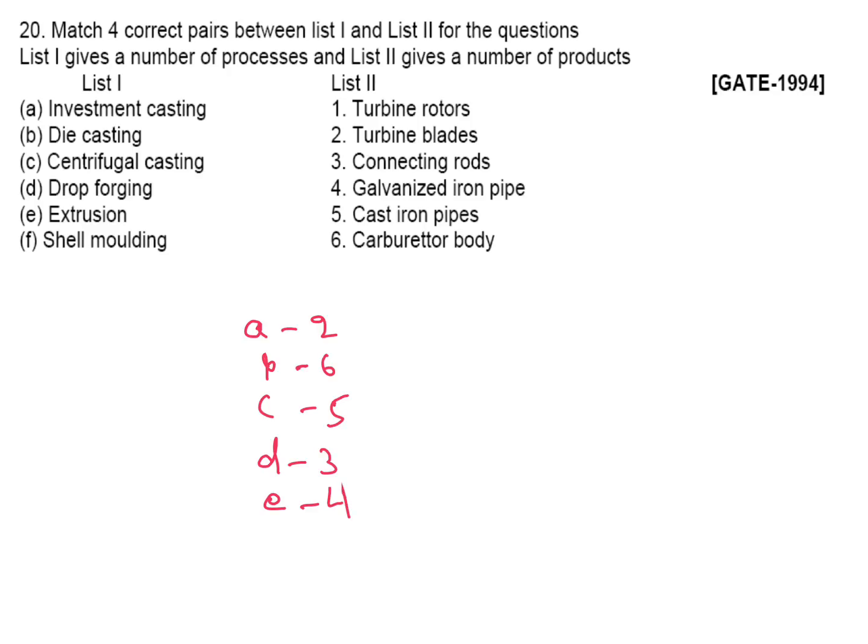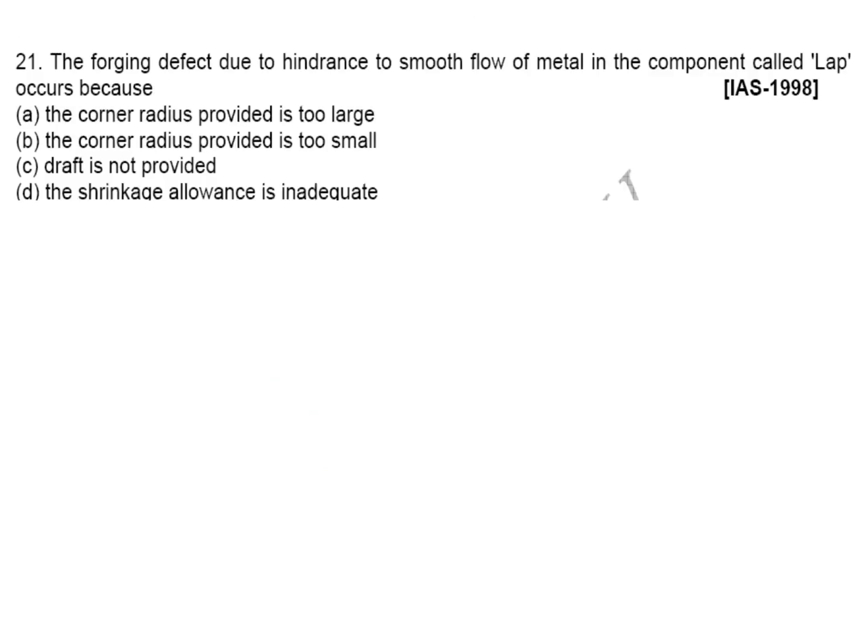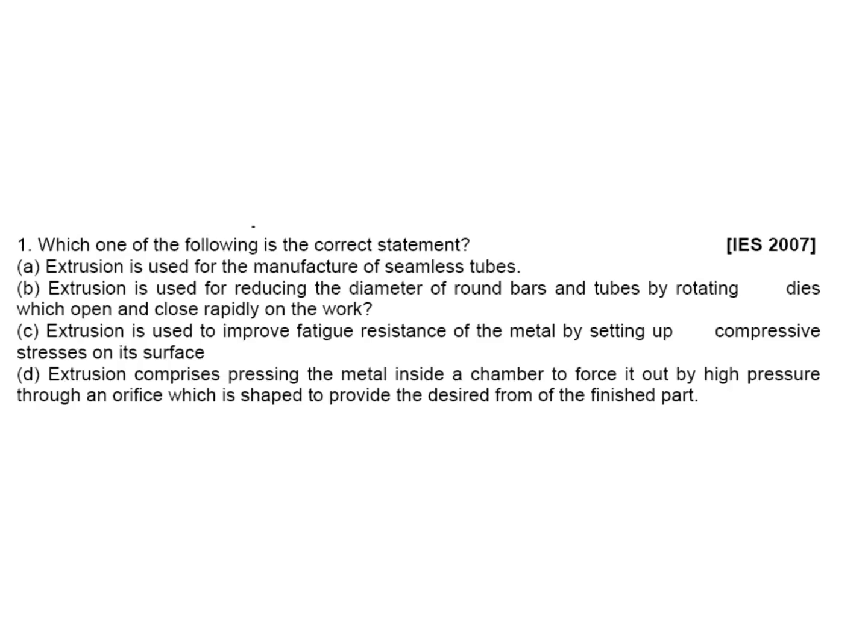The forging defect due to hindrance to smooth flow of metal in the components, called a lap, occurs because the corner radius provided is too small. B is our answer. Which one of the following is the correct statement? Extrusion is used for manufacturing of seamless tubes. For seamless tube we are not using extrusion. Then extrusion is used for reducing the diameter of round bars and tubes by rotating dies which open and close rapidly. This one already discussed. Swaging or rotary forging. This is also very important.